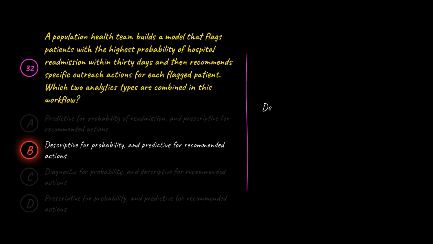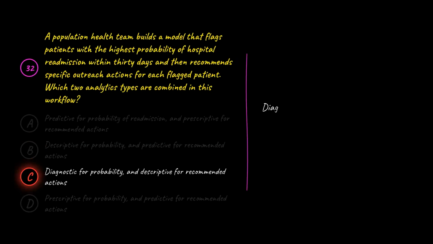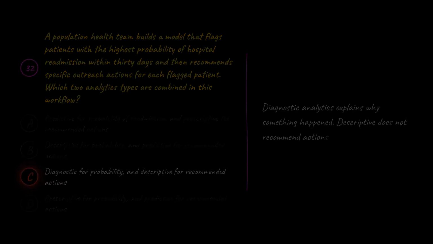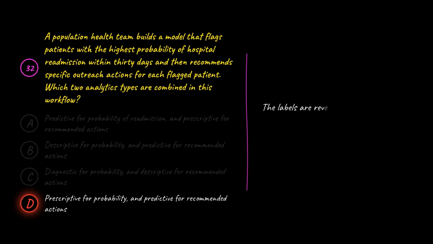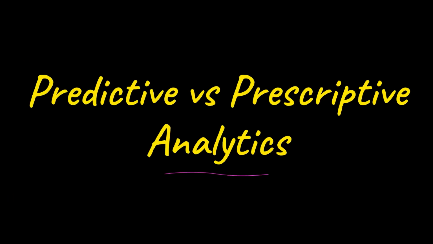B is wrong because descriptive analytics summarizes past activity and does not produce probabilities for future events. C is wrong because diagnostic analytics explains why something happened. Descriptive does not recommend actions. D is wrong because the labels are reversed. Probability is predictive and action recommendation is prescriptive, not the other way around. Two of the most powerful analytics categories build on everything that comes before them.